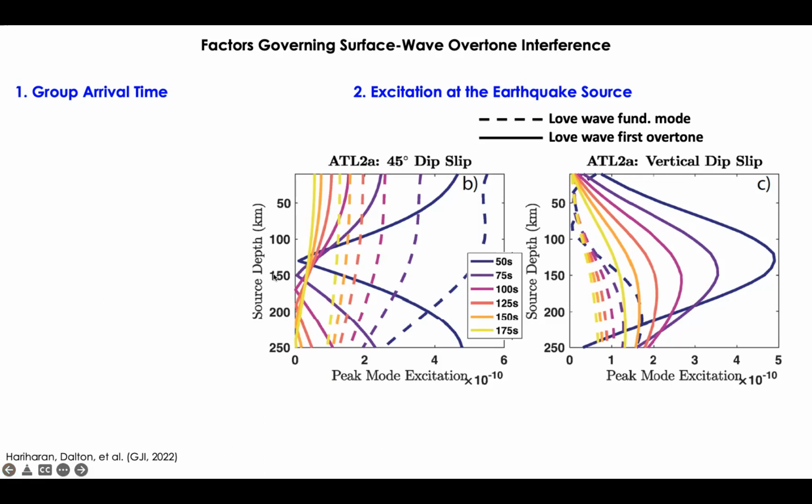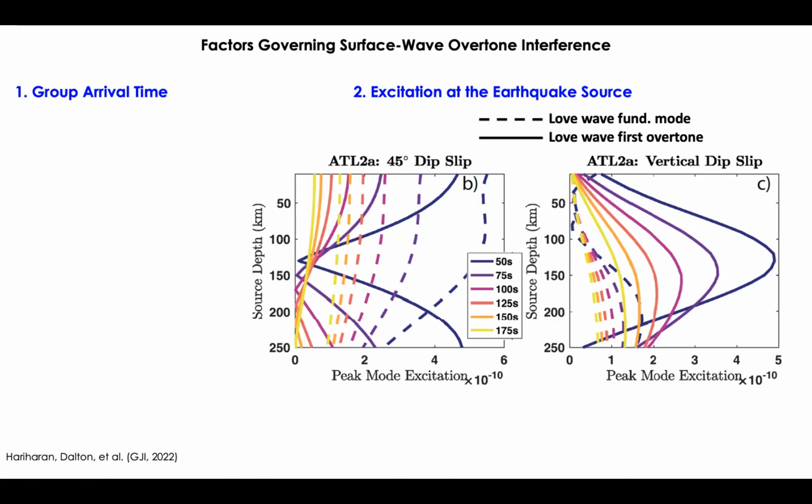You can see that for the vertical dip slip geometry on the right, the first overtone is almost always more strongly excited than the fundamental mode, regardless of source depth. However, for the 45-degree dip slip fault, the amount of excitation changes strongly with source depth. At shallow depths, the first overtone is about as strongly excited as the fundamental mode, if not slightly more excited. However, at around 150 kilometers, the first overtone is weakly excited by the earthquake.